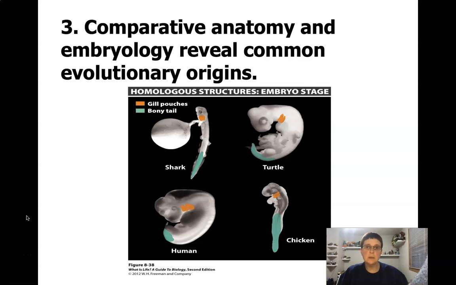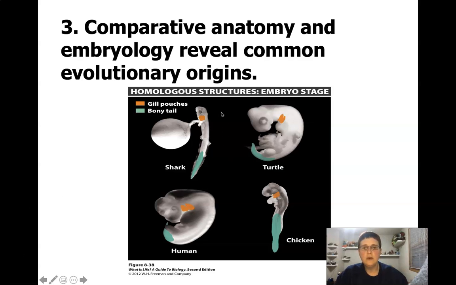Up next is comparative anatomy and embryology. These two are used to show common evolutionary origins or common ancestors. And this helps support evolution by natural selection because even though organisms look very different as, say, adults, they look very similar when they are embryos, early in development.